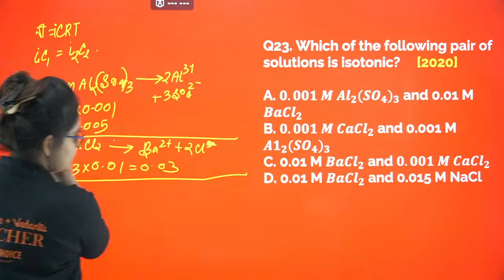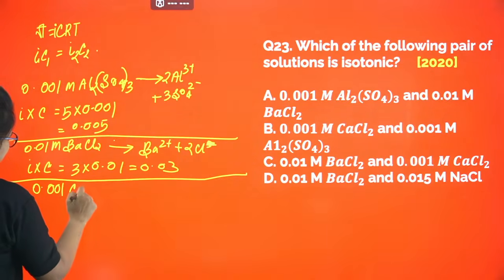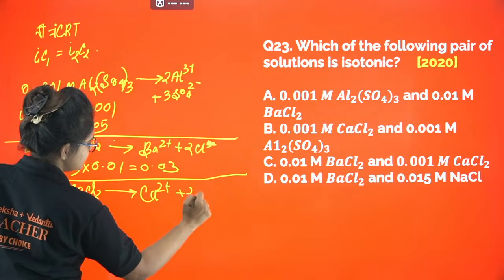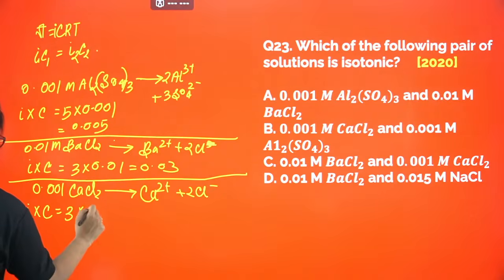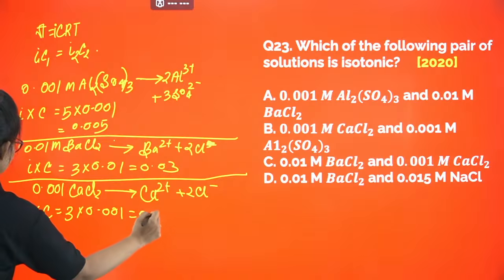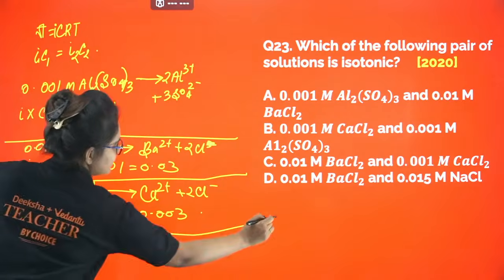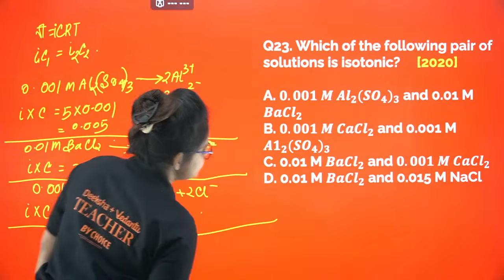Next, 0.01 BaCl2 we already did. Let's do 0.001 CaCl2. If you break it down, again Ca2+ and 2Cl-, so i value is again 3. If you do it, i into C will be 3 into 0.001 equals 0.003. No values are matching. Fine. One more we are having. 0.01 BaCl2 we did already. Let's do NaCl.